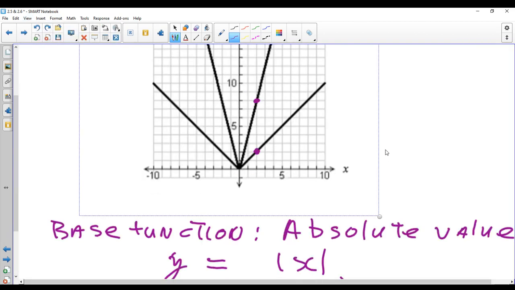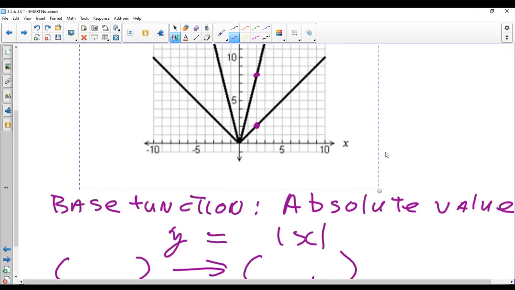Can you see that now? Okay, so what's the original point that I picked off there? What are the coordinates? 2 and 2. Okay.